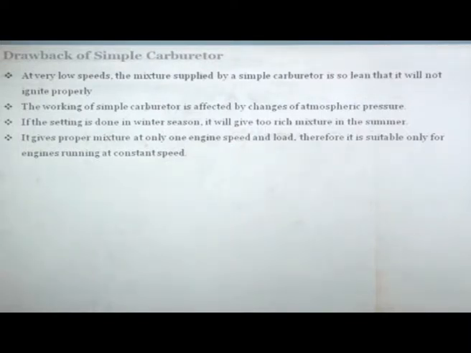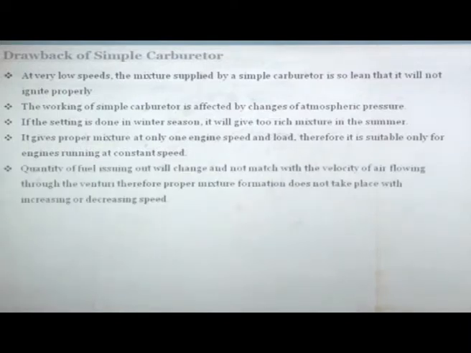It gives a proper mixture at only one engine speed and load, therefore, it is suitable only for an engine running at constant speed. Say for example, genset engines, they always operate at 1500 or 3000 RPM. For them, the simple carburetor will just work perfectly. It will be the cheapest device and it works. But if it comes to automobile engines, such as motorbikes or scooters, a simple carburetor will not work. It has to have a lot of other devices which we have just explained to you.